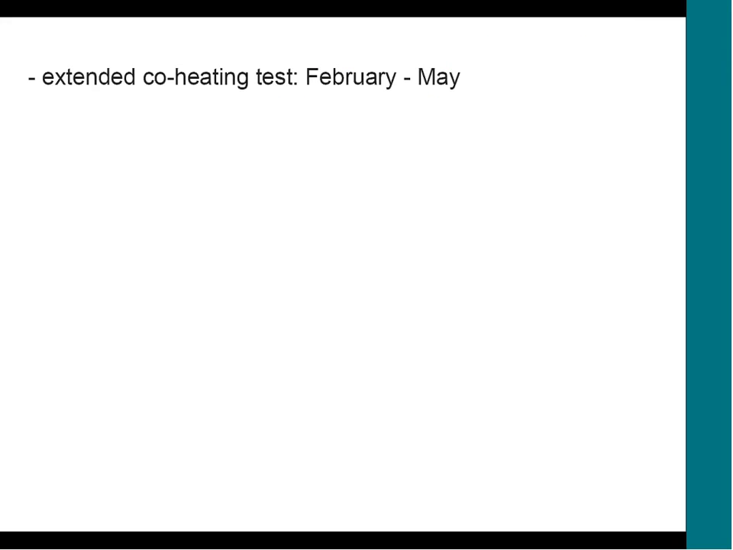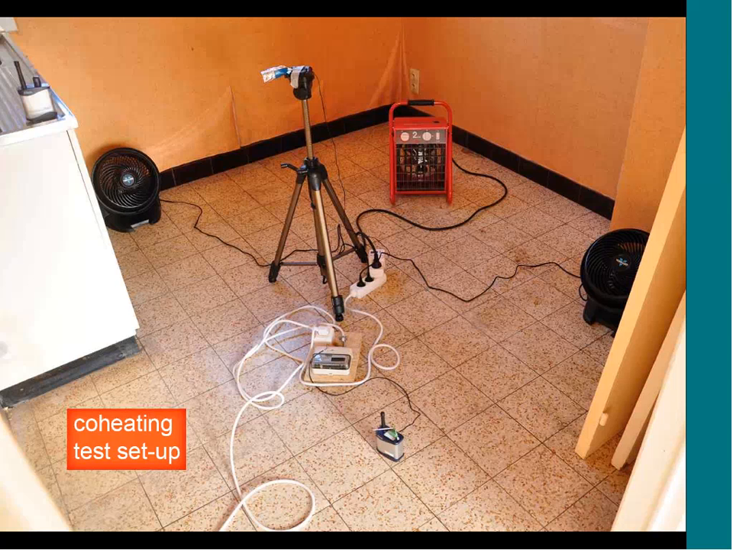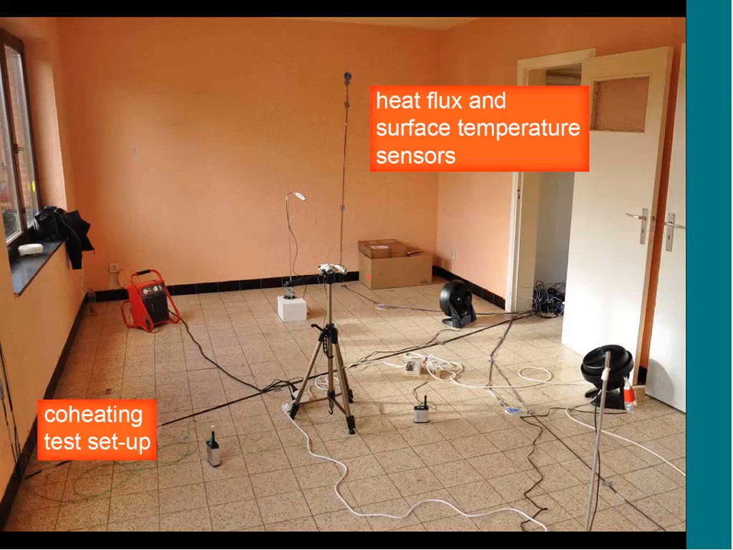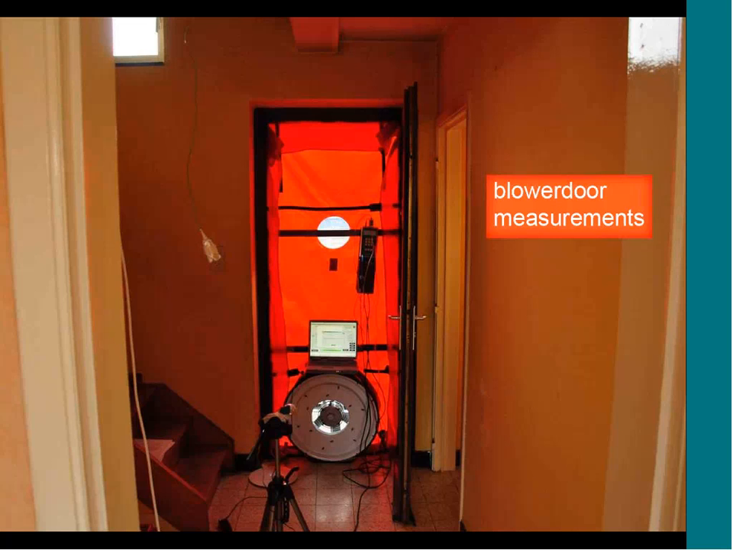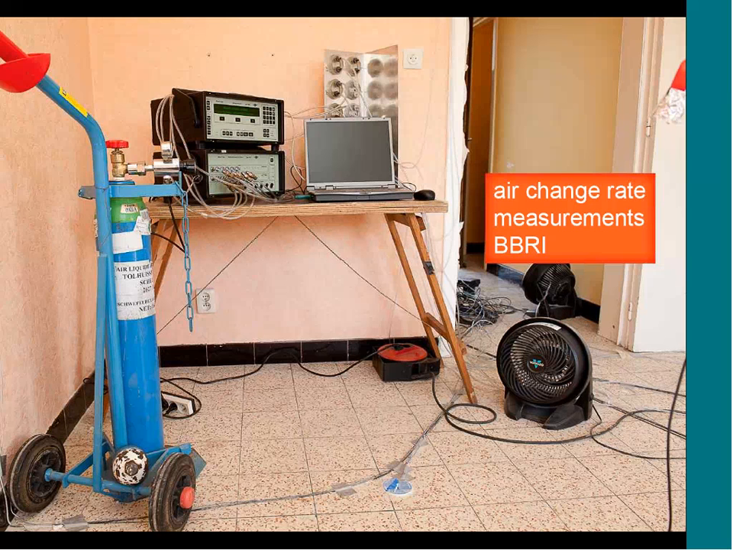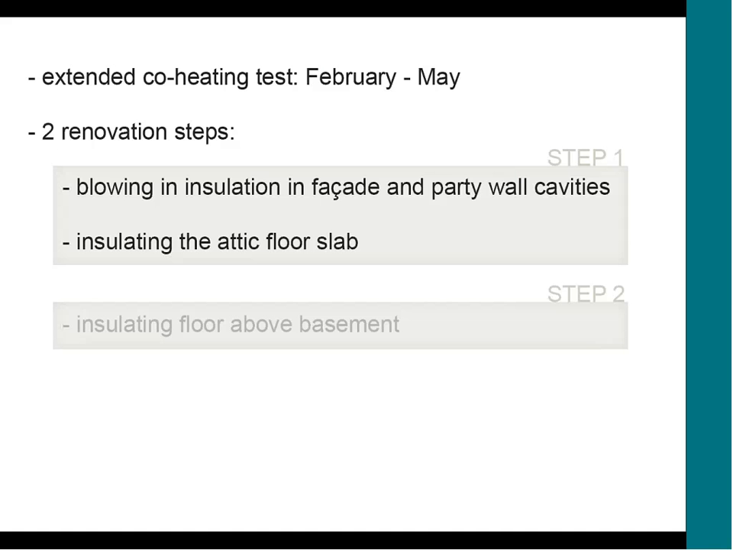The coheating test was performed from February until May, so we have 3 months of coheating measurement data. I will quickly go through the measurement setup. So you've seen this already. In addition, we also placed some heat flux and surface temperature sensors to get a better assessment of the thermal performance improvement of the different components. We also did blower door measurements and tracer gas tests to better decouple the transmission and ventilation heat loss, which are grouped into the overall heat loss coefficient, which we determine as a part of the coheating test. So 2 renovation steps were performed, and today we will only consider the first step.